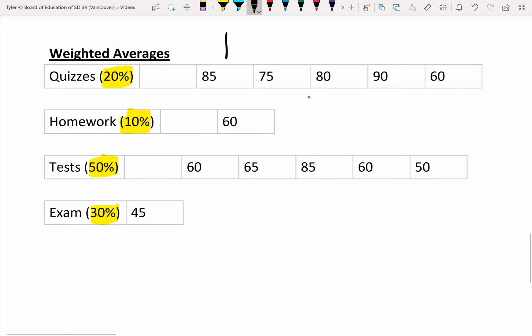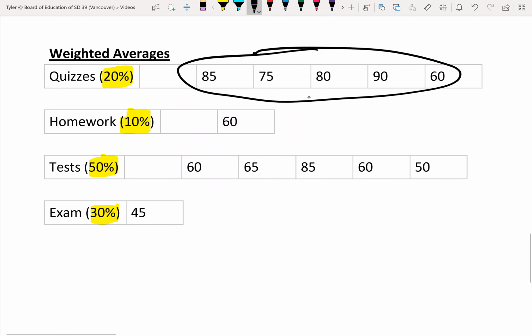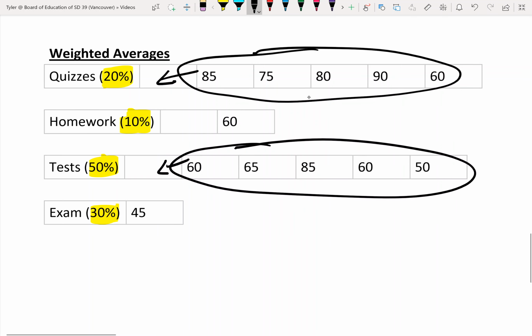You have unit 1 got 85 on the quiz and 60 on the test, 75 on the quiz and 65. So what we're going to do is find the average for all the quizzes, and that's going to be our quiz mark. Then we're going to find the average for all the tests, and that's going to be our test marks. Then we're going to use the weights.